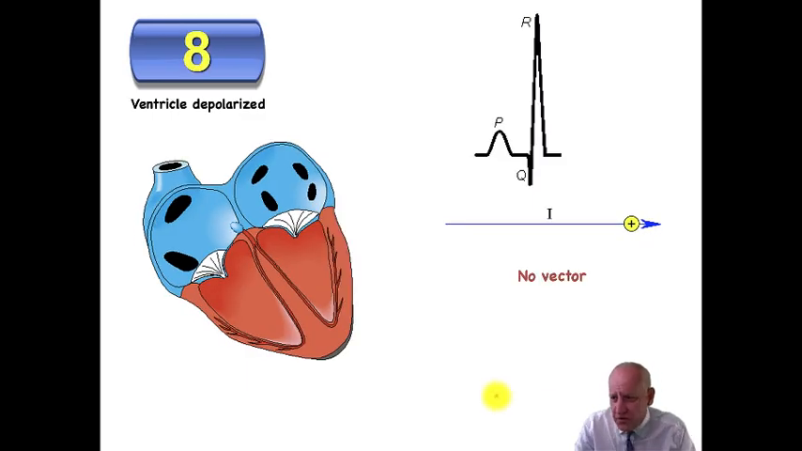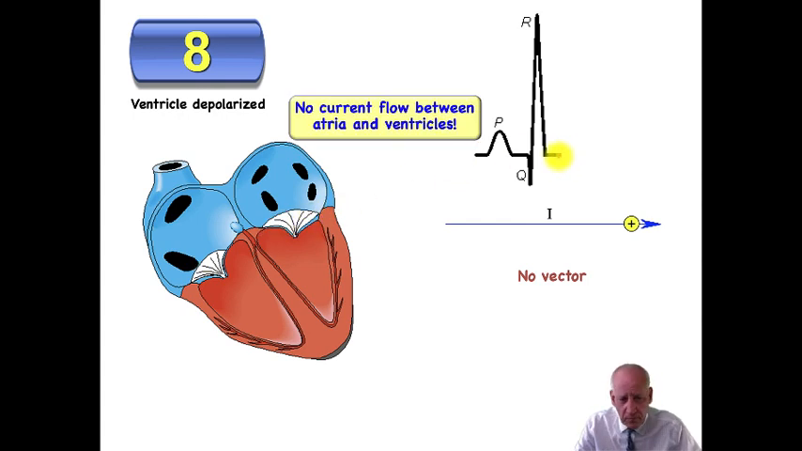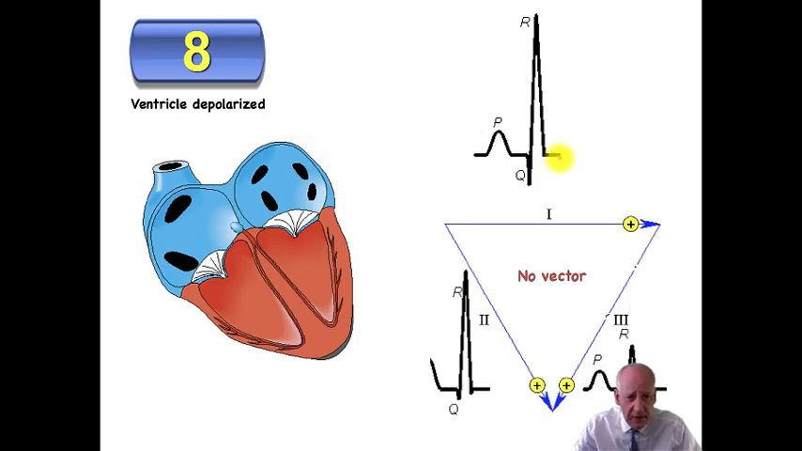And once all portions of the ventricle are fully depolarized, current flow ceases and the EKG returns to isoelectric. Why is there no current flow? Even though the atria are fully repolarized and the ventricles are uniformly depolarized, there's no current flow because the atria and the ventricles are electrically isolated by the fibrous skeleton. So we return to isoelectric. No current flow between the atria and ventricles. So all leads record isoelectric.